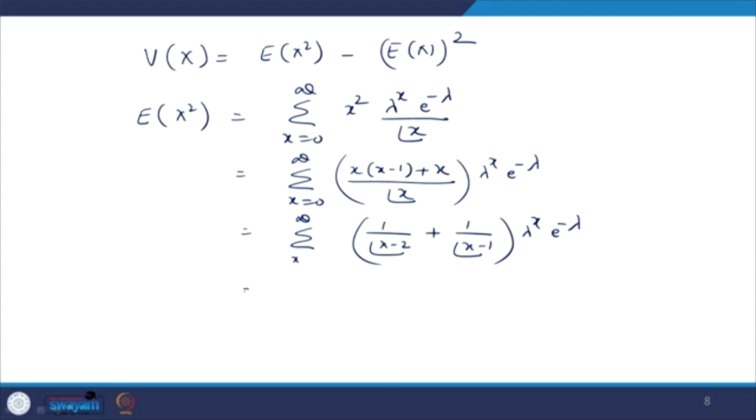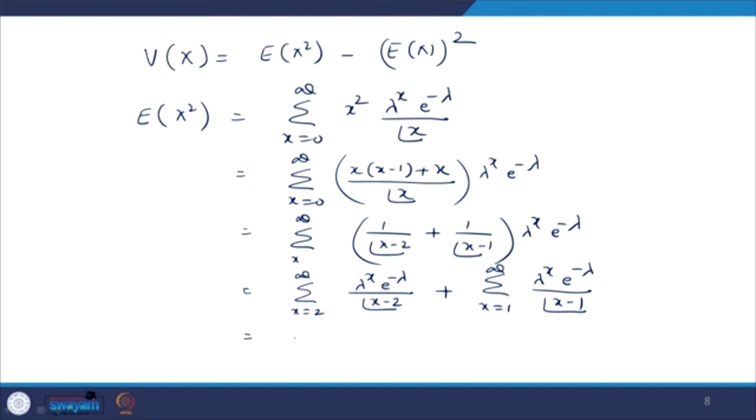So, it is summation x from 2 to infinity lambda raised to power x e raised to power minus lambda upon factorial x minus 2, plus summation x from 1 to infinity lambda raised to power x e raised to power minus lambda upon factorial x minus 1. Now, you can take lambda square common from here to make the power and this factorial the same, so that it will converge to e raised to power lambda.